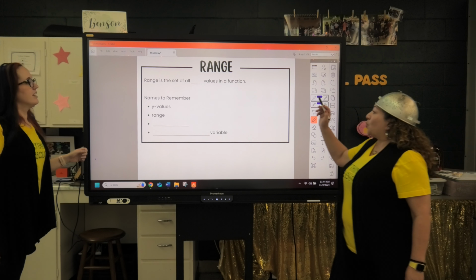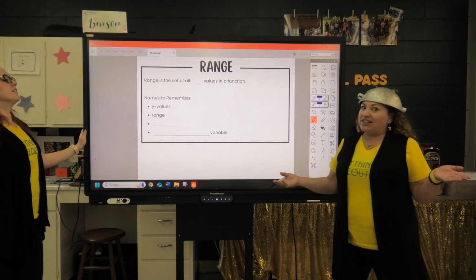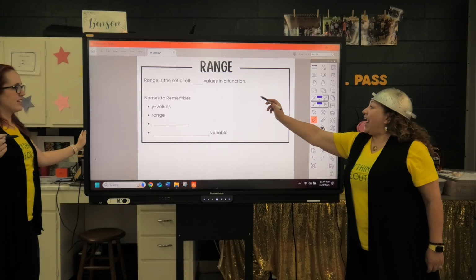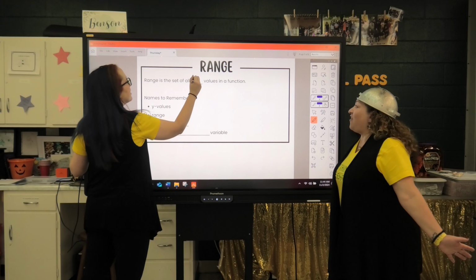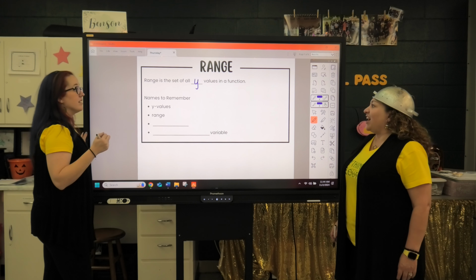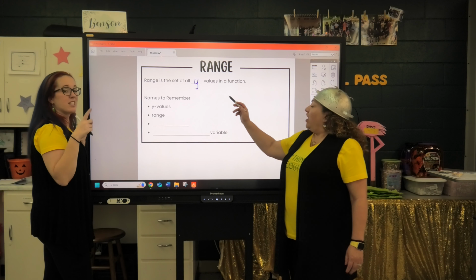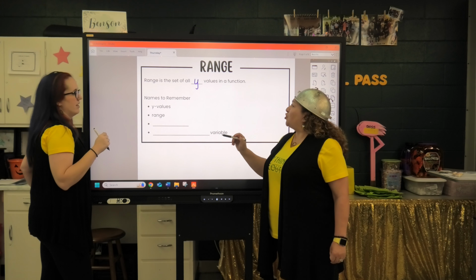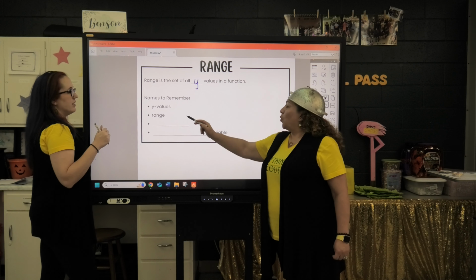Okay, this says range. And I think it has a lot to do with domain. They kind of go together, domain and range. Yes. Range is the set of all Y values in a function. I think I know where this is going. It seems like it's going to be just like the other, but with the Y values. So the names to remember are Y values, range.